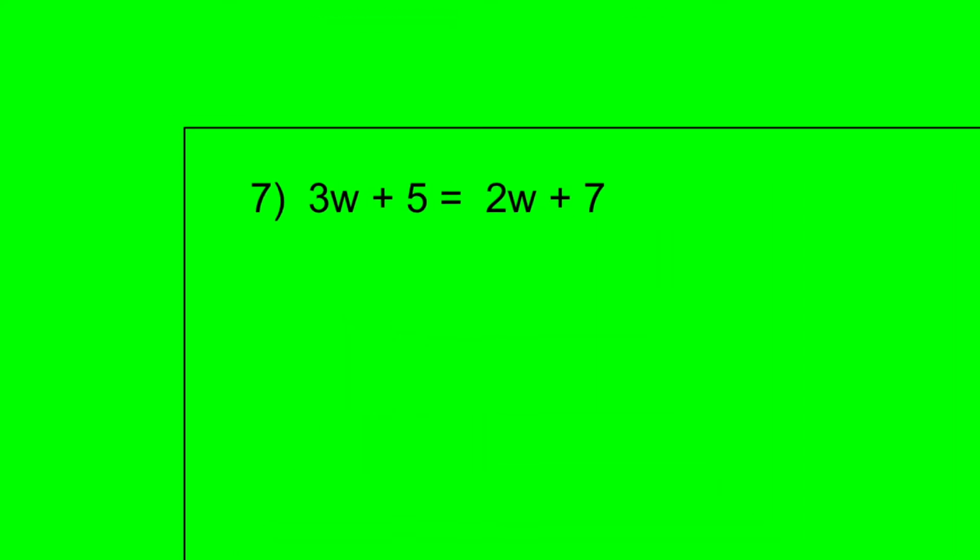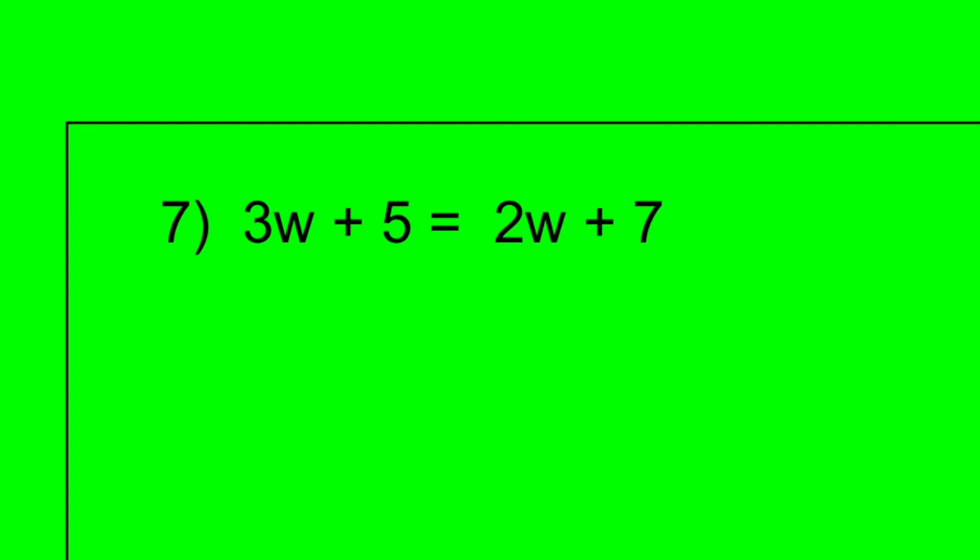Let's look at another one that follows that idea. This one, 3w plus 5 equals 2w plus 7. It's once again, I have a variable on both sides of the equal sign. So I like to take the smaller one. The smaller one is 2w. And I'm going to subtract 2w to both sides of the equal sign.